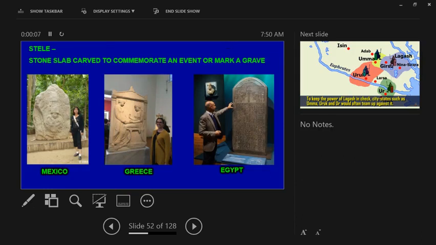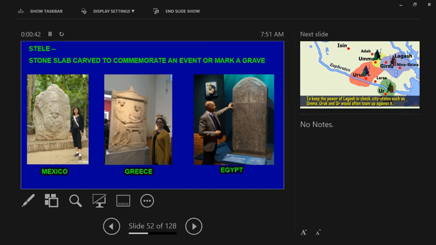All right, I want you to know what a stele is. Stele. It's a stone slab carved to commemorate an event or to mark a grave. Do we have steles in our culture? What do we call them? Yes, gravestone.